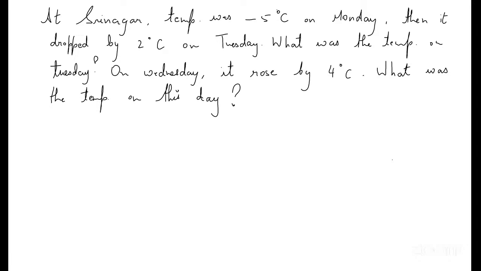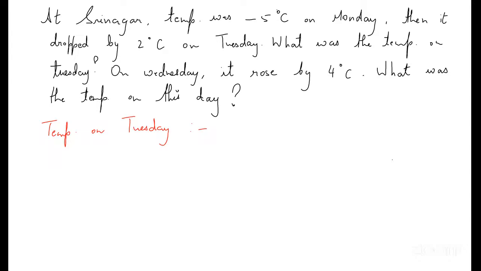Ma'am, can I answer? One minute, Abraham. Yes, Shriyan, have you got the answer? No. Yes, Abraham. First one, Tuesday, -7 degrees Celsius. Second one, Wednesday, -3 degrees Celsius. Yes. And how do we calculate it?